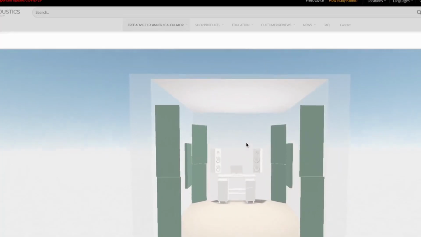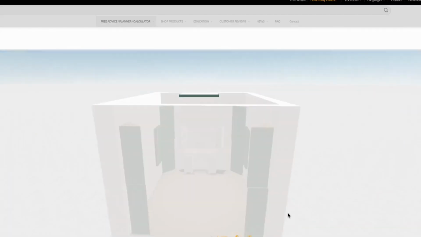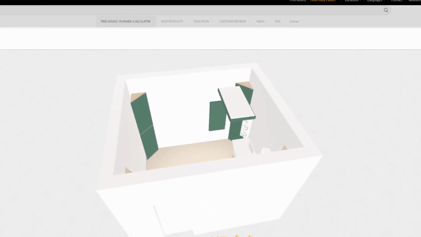To reduce the reflections on the right and left walls, we will place acoustic panels on either side of our listening position. To reduce reflections from the ceiling, we will hang what is known as a cloud. This is essentially an acoustic panel that hangs directly over your head about a foot or so below the ceiling and reduces early reflections from your speakers off the ceiling that bounce back into your ears.